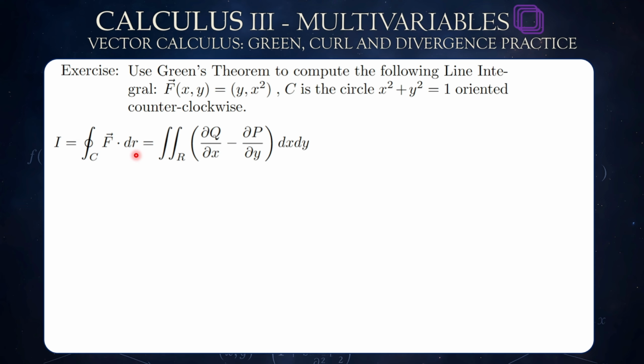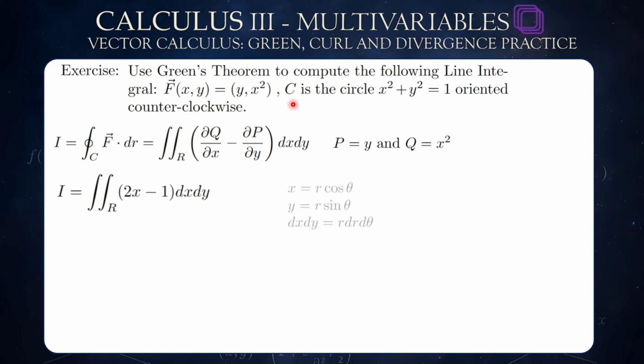So I equal the closed integral over the curve C of F dr is equal to the double integral over the region R of partial Q over partial x minus partial P over partial y, which is the rotational or the curl of F, dx dy. P is equal to y and Q is equal to x squared. So I equal the integral over R of partial Q over x, which is 2x, minus partial P over y, which is 1. So 2x minus 1 dx dy.